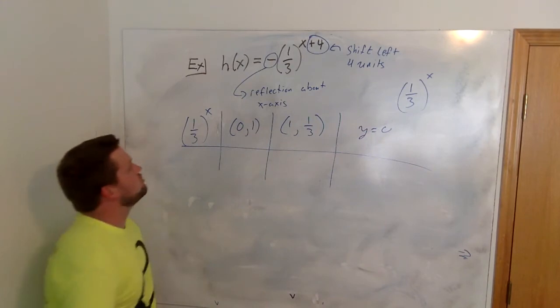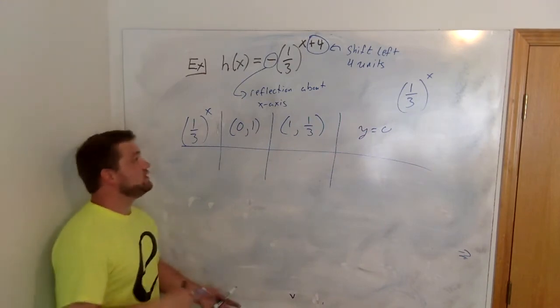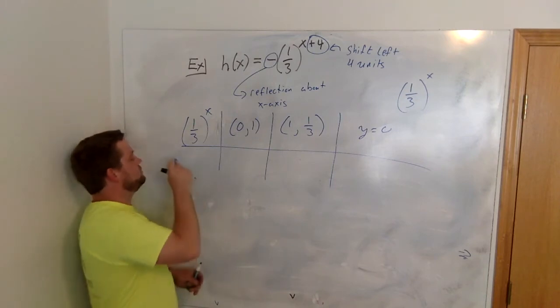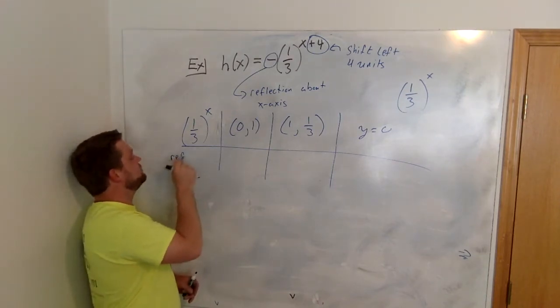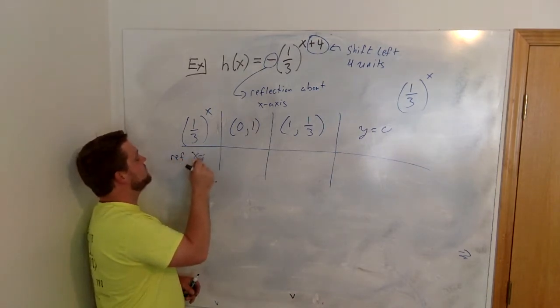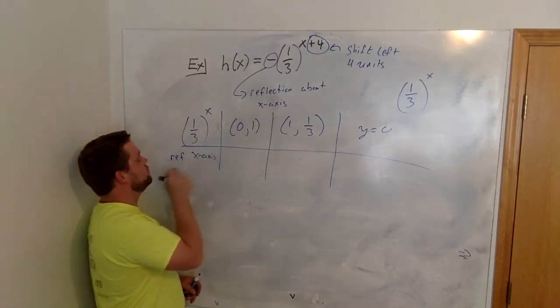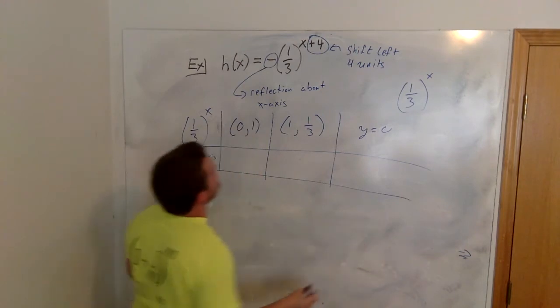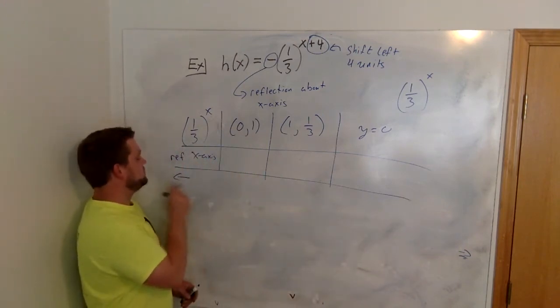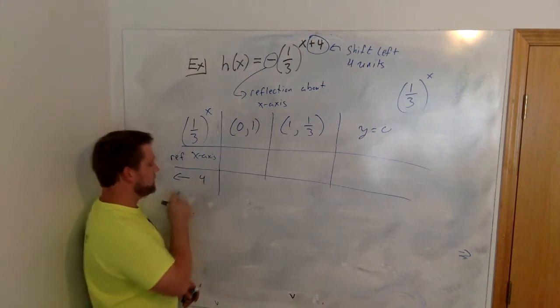Okay, let's record our transformations. So in general, we need to make sure that we do reflections and stretches before we do shifts. So the first thing we're going to do is let's do a reflection about the x-axis. Reflection about the x-axis. And then we are going to shift left 4 units. We're going to shift left 4 units. Okay, let's do it.